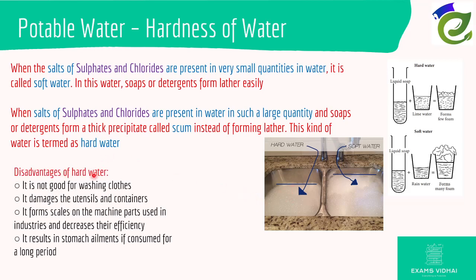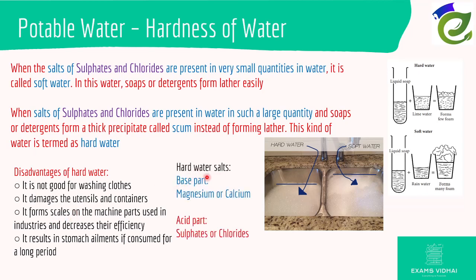So disadvantages of hard water: it's not good for washing clothes and utensils, and when you drink hard water, you will get something called stomach ailments. It will more or less degrade your digestive system. When you use hard water on machineries, it will reduce their efficiency by breaking them down. And by scales, I mean something like rust on an iron rod, but scales is a much more generalized term for more metallic parts in the machinery.